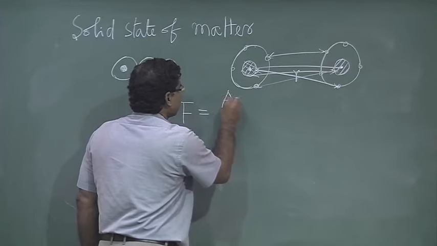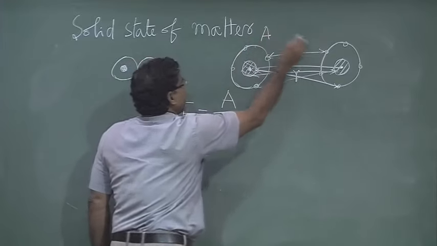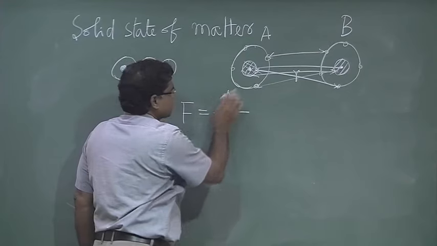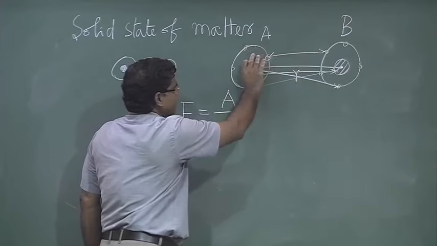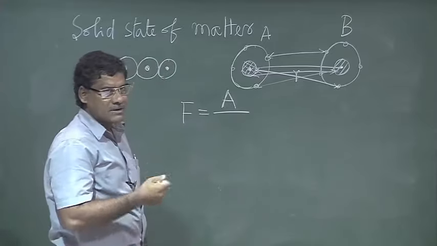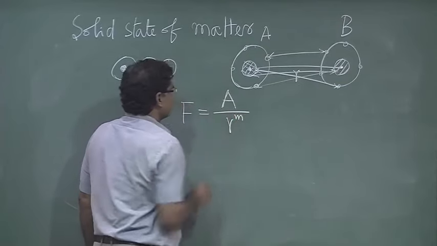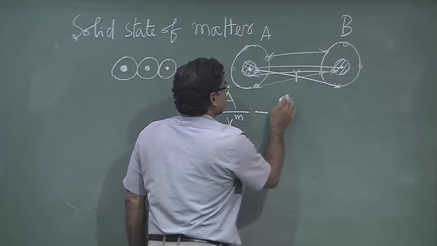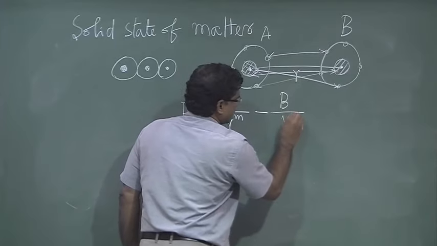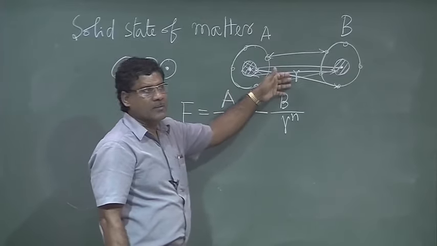So one force will be repulsive and another force will be attractive. If I write, for this atom A and this atom B, these two atoms, A here I am writing as some constant, a characteristic constant of this atom. So, A by r to the power of some power, say m, and another force is B by r to the power of some power, say n. So mainly one is 1 by r to the power m and another one is 1 by r to the power n.